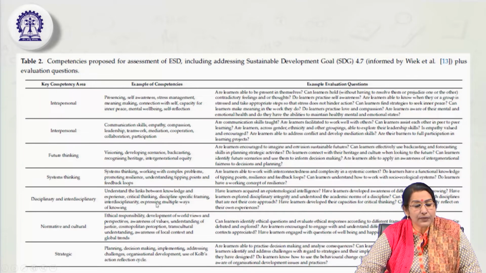So, here you can see the competencies proposed for the assessment of ESD, including SDG 4.7, that were introduced by Wiek et al. These are some of the key competencies that he and his associates have identified, like intrapersonal competency and interpersonal competency. These are the examples given here, you can go through them.